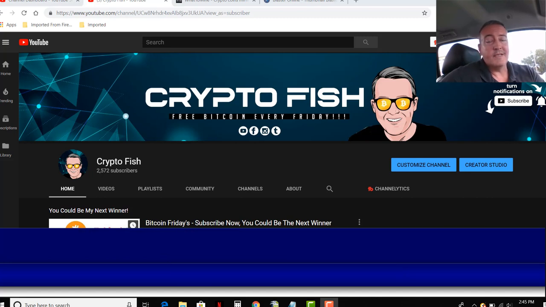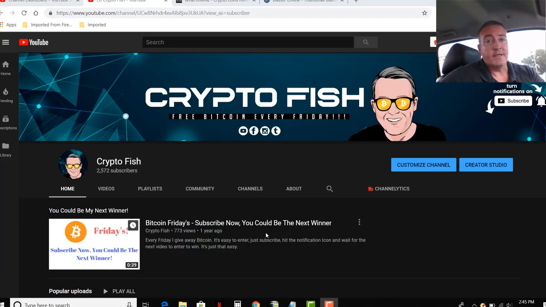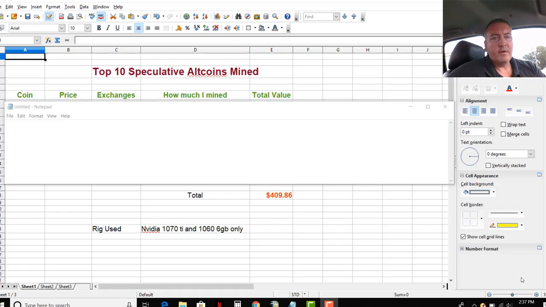All right, so let's get into the actual top 10 list. All right, so here we are with the spreadsheet I created, top 10 speculative coins mined, altcoins mined. This is all done with my NVIDIA rig. I think these are all done with my NVIDIA rig. Some may have been done with my AMD, but for the most part, I'm pretty sure all of them were done on this NVIDIA rig. And at the time, I only had the 1070 Ti and a 1060 6 gig, just to give you guys a little reference. So we're going to start at the bottom here first.